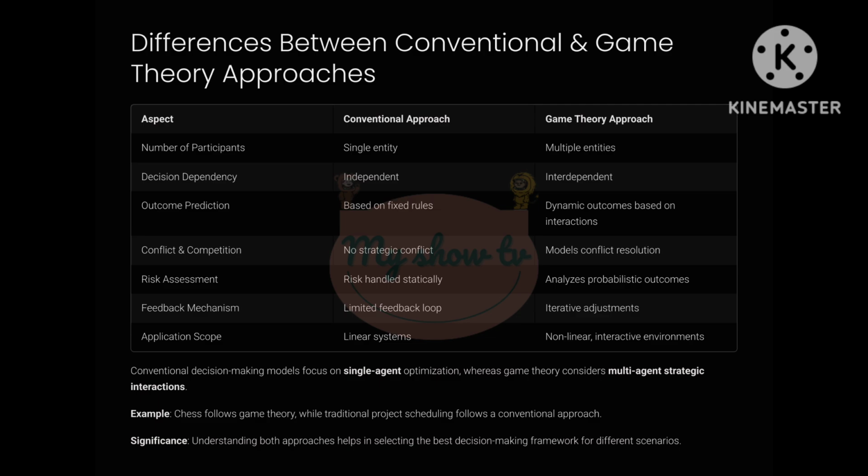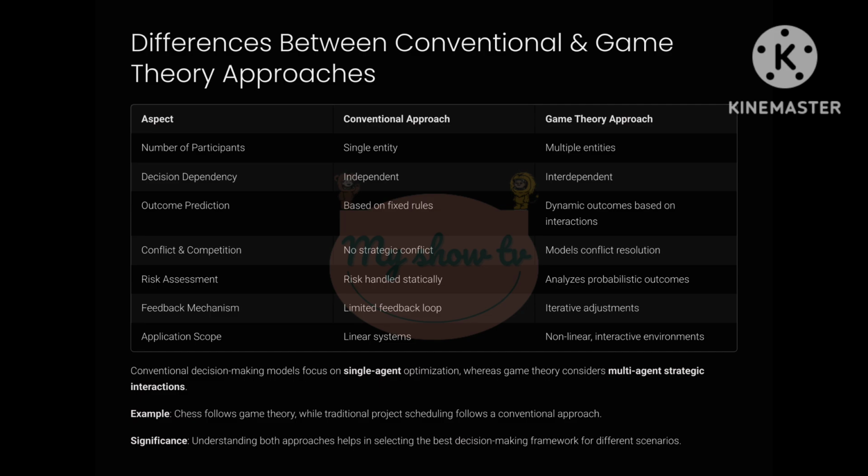4. Conflict and competition. Conventional approaches assume no strategic conflict, but game theory explicitly models conflict and cooperation among agents. Example, legal negotiations are modeled through game theory, while standard budgeting follows conventional approaches. 5. Risk assessment. Conventional models handle risk statically, treating probabilities as fixed. Game theory uses probabilistic outcomes, considering how agents adjust under uncertainty. Example, in cybersecurity, game theory models adaptive attackers versus defenders, while traditional models use fixed risk analysis.